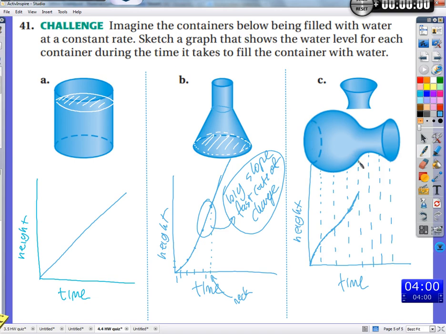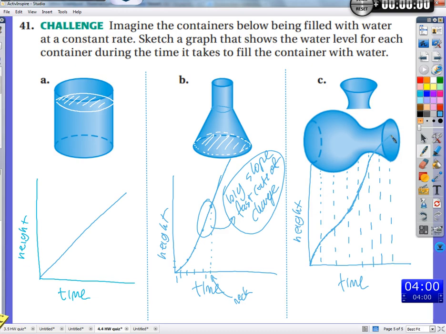Okay. And after that, what's going to happen as we get to this part of the container, the vase, or whatever? What's going to be happening to the height now? It'll go a lot faster. A lot faster. And it'll just keep getting faster and faster. And then it slows back down because it's getting wider.